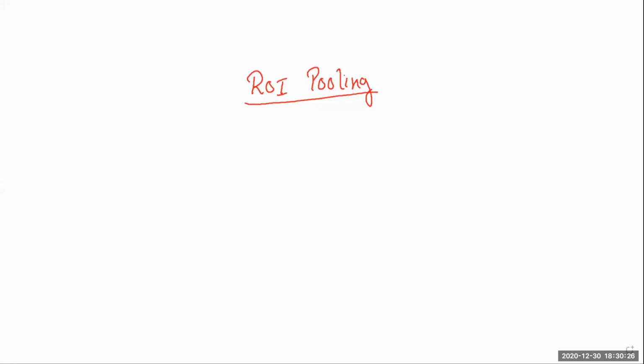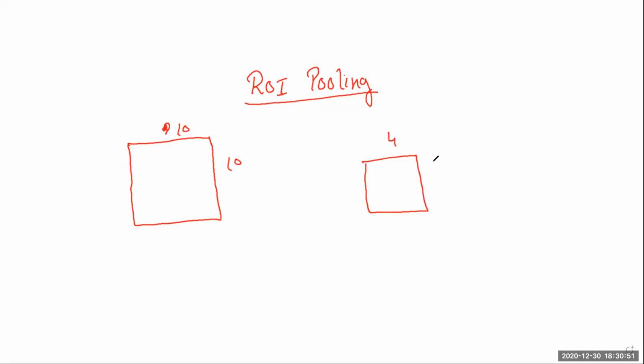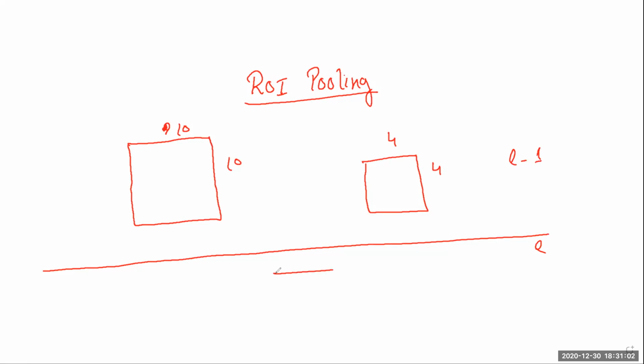Okay, so let's now see ROI pooling in more detail, right? So let's do a concrete example of how ROI pooling works with some numbers. Okay, so let's say we have a proposal which is 10 cross 10, meaning there are 10 rows and 10 columns. And then we have another proposal which is, say, 4 cross 4. Okay, and at the next layer, say this is layer L minus 1, this is L, we need 4 values, right? We need a 2 by 2 output.